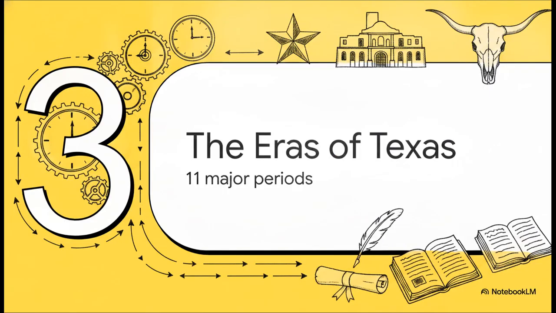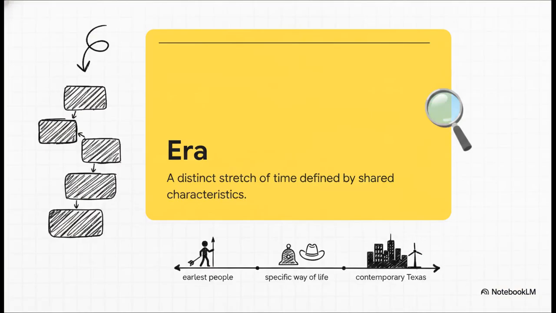Part 3, the eras of Texas. So instead of just listing millions of events randomly, historians chunk time together into eras so we can spot the big patterns of change. An era is basically a distinct stretch of time defined by shared characteristics, shared events, a specific culture, or even just the people who are in charge at the time. For example, Texas history is organized into 11 major eras, taking us all the way from the earliest peoples who lived there right up to contemporary Texas.